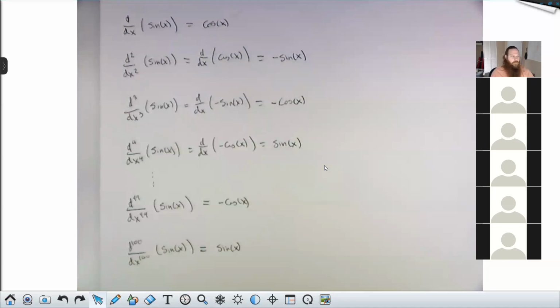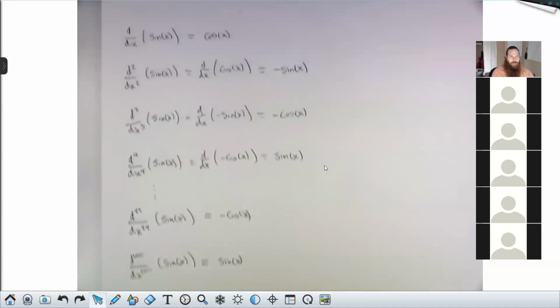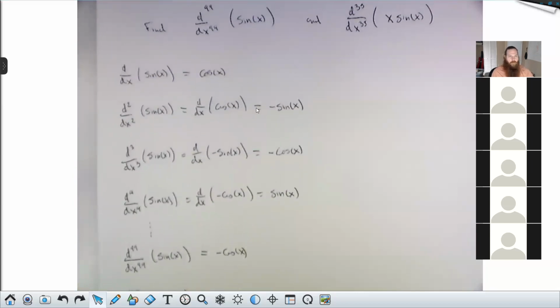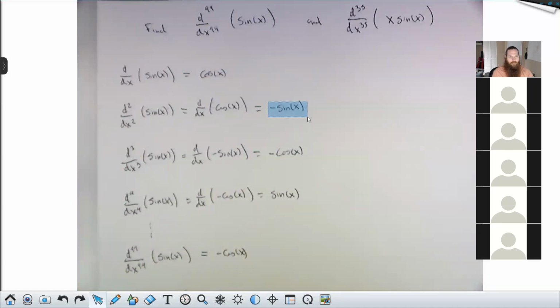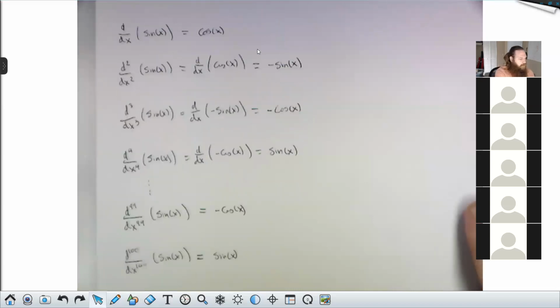Now there's also something neat going on here with differential equations. If you take the sine function and you differentiate it twice, you get the negative of the sine function. So another way to express this is to say that sine satisfies the differential equation y plus y double prime equals zero, or y double prime equals negative y. All right, this has been fun. Let's try the other one.